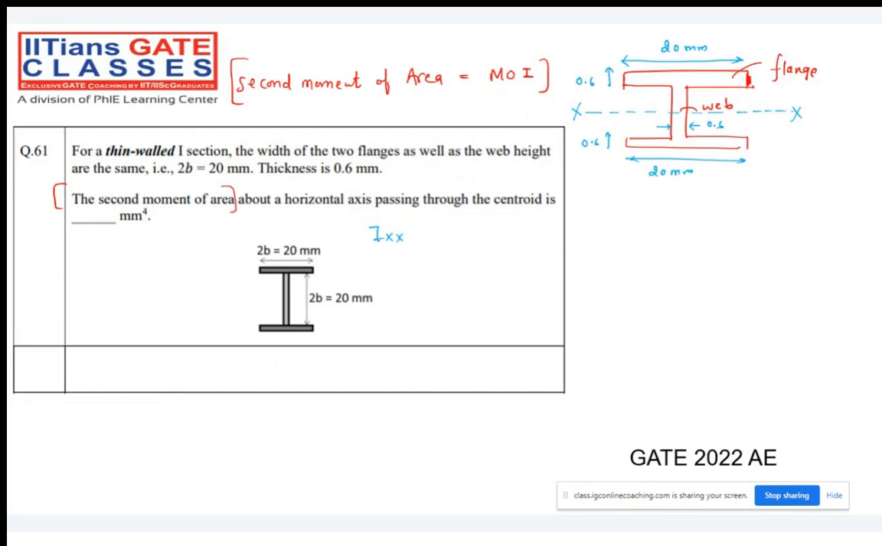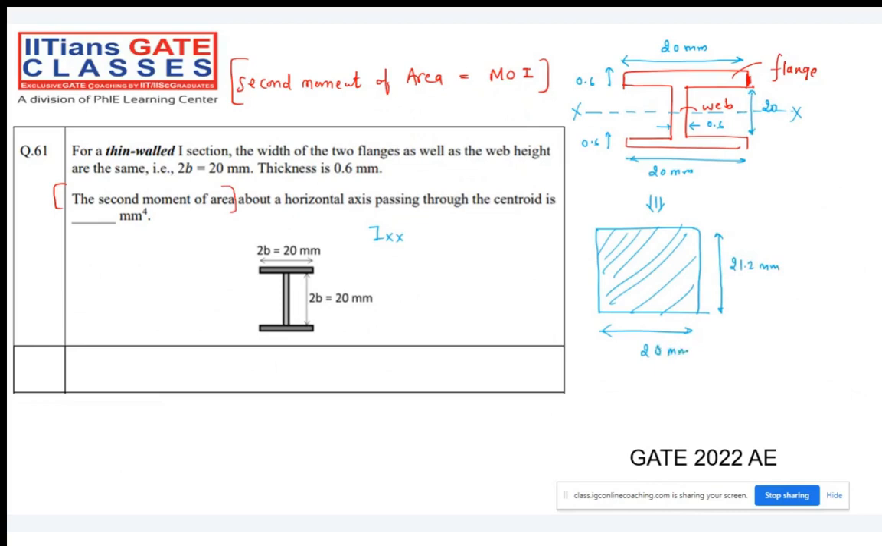We can solve this particular problem by two methods. One is a lengthy procedure, one is a shortcut. You can consider this cross section as an equivalent diagram made up of one big section like this, which has a dimension of 20 plus 0.6 into 2 plus 20, that is 21.2 mm. This is 20 mm. So what we can have?